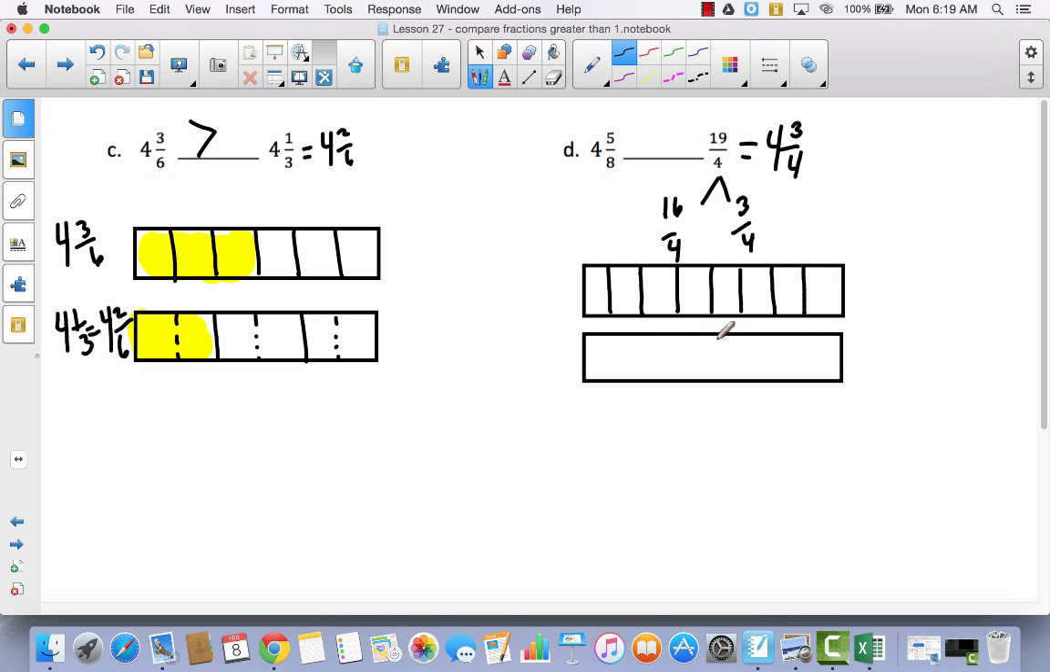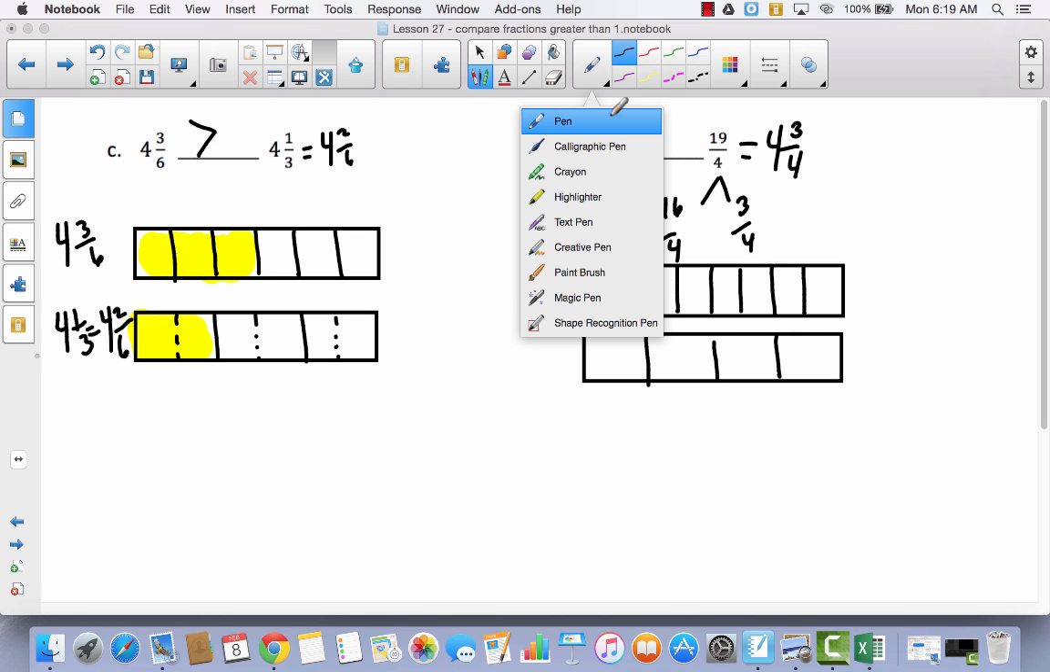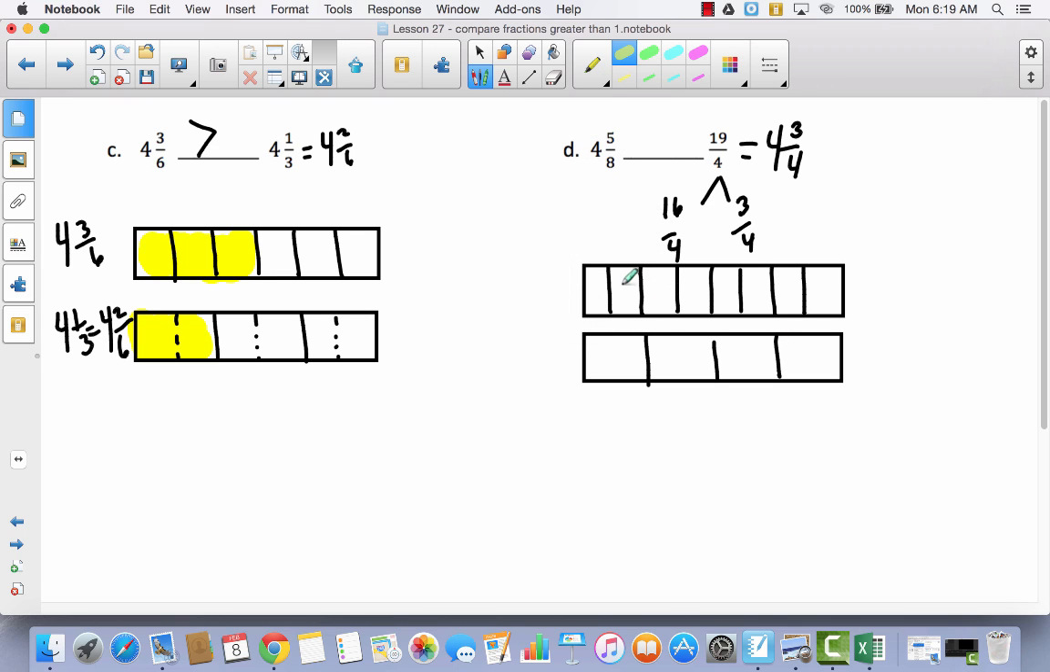And then I'm going to divide this one into fourths. I'm going to divide it in half, and then divide my halves into fourths. All right, so let's come back up here and shade. So now I've got 5 out of 8. 1, 2, 3, 4, 5 out of 8. And over here I've got 3 out of 4. Okay, so I have eighths and I have fourths.